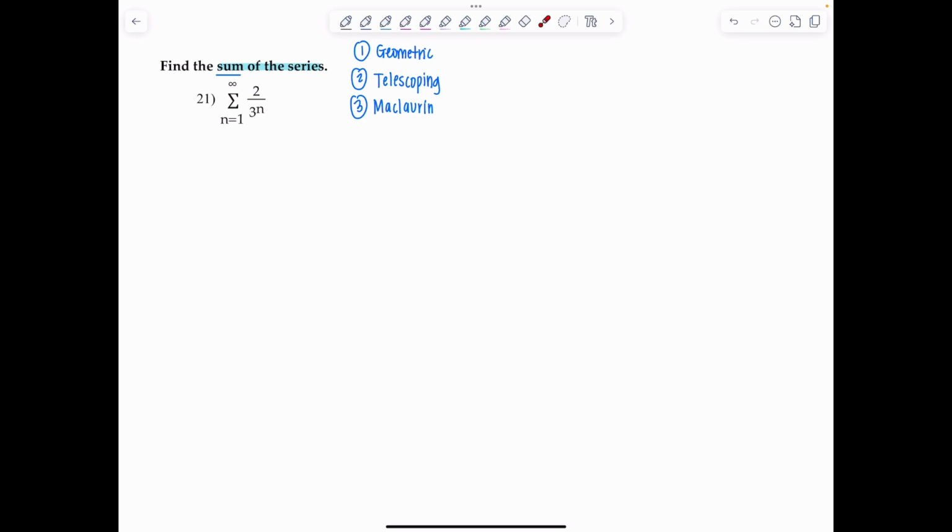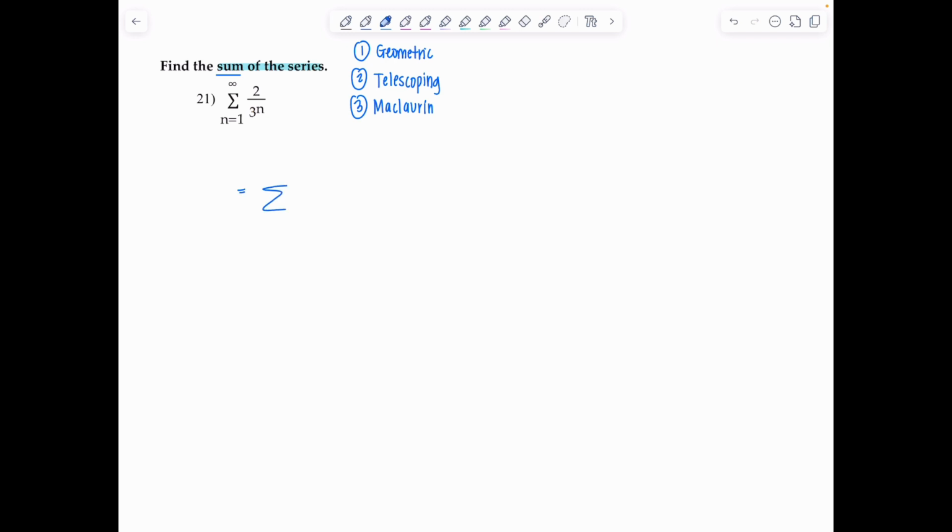Okay, and notice we've moved on from sequences. We have this sigma here. We're summing up from n equals 1 to infinity the terms 2 over 3 to the n. Well, if they're asking me to find the sum, it's got to be one of these. It's geometric. Hopefully you can see the common ratio. If not, allow me to rewrite it.